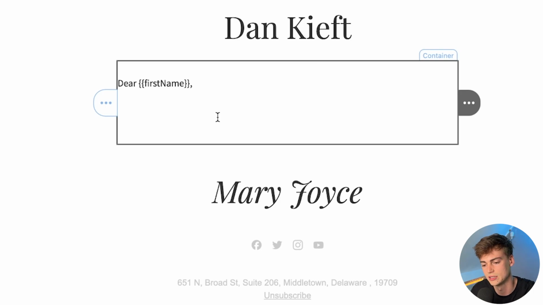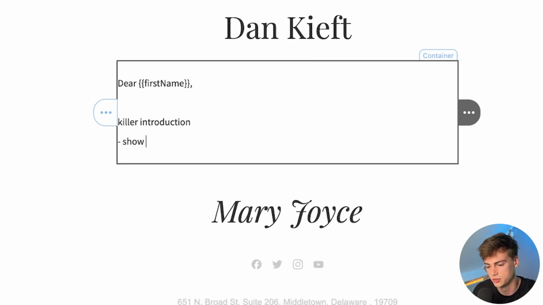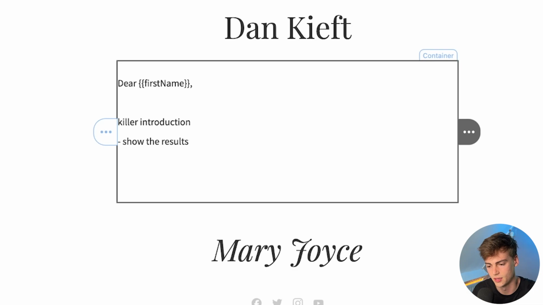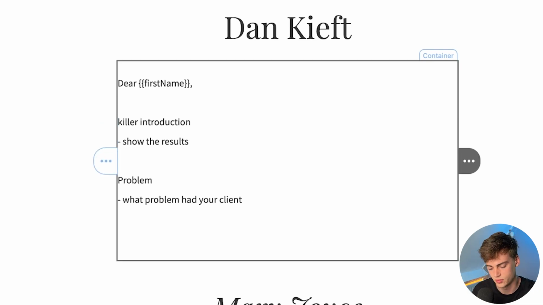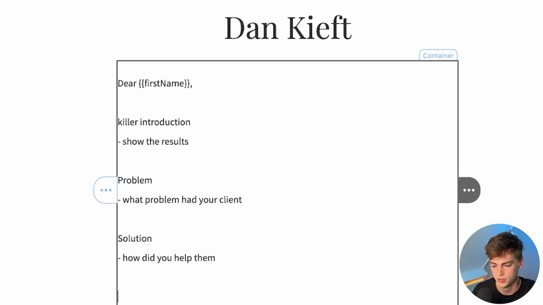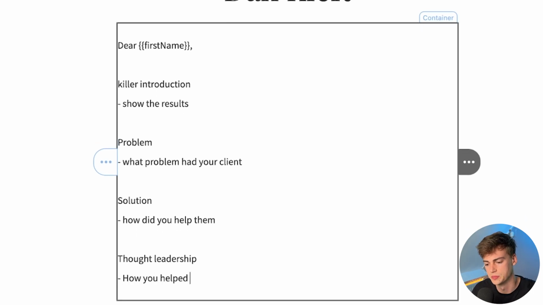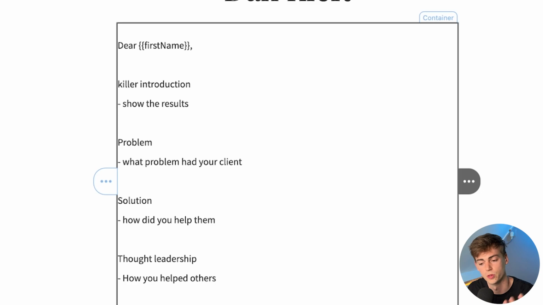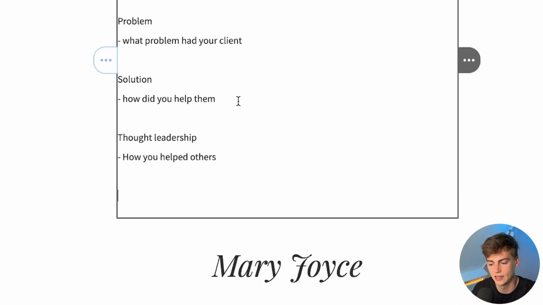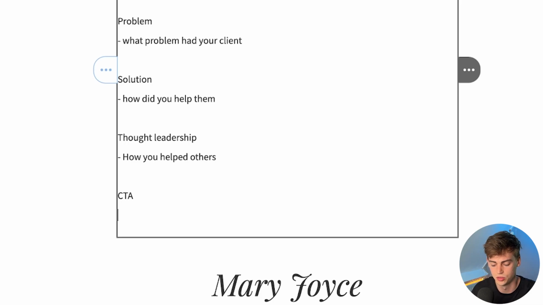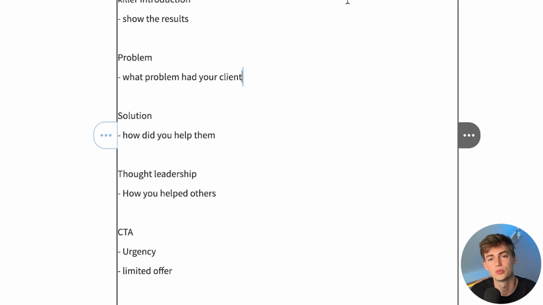You have to do a killer introduction. And in there you show the results. Then you introduce the problem, so what kind of problem Michael had. Then you explain the solution. Then you show thought leadership. So here you explain how you helped others as well, for example, people from your community. And then last on, you add a call to action. And in that call to action, you create a sense of urgency. And this way you have your final email in this email campaign.